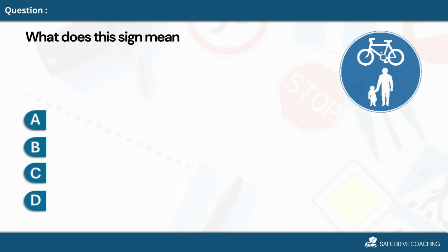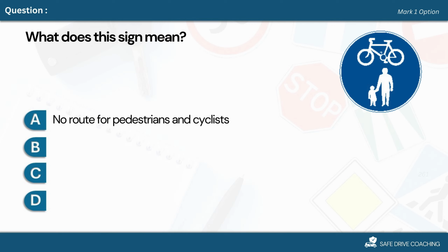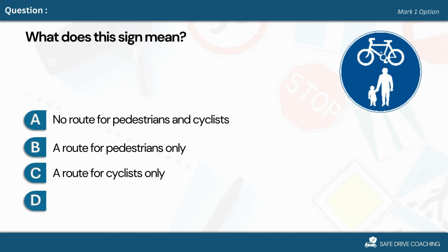What does this sign mean? A. No route for pedestrians and cyclists. B. A route for pedestrians only. C. A route for cyclists only. D. A route for pedestrians and cyclists.